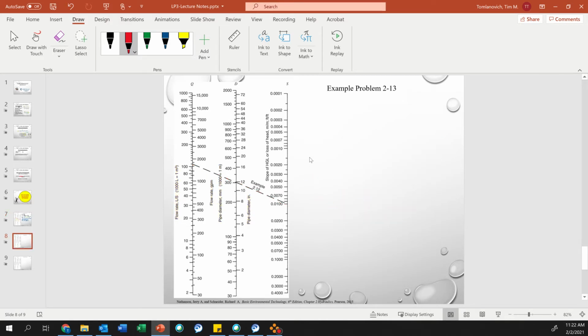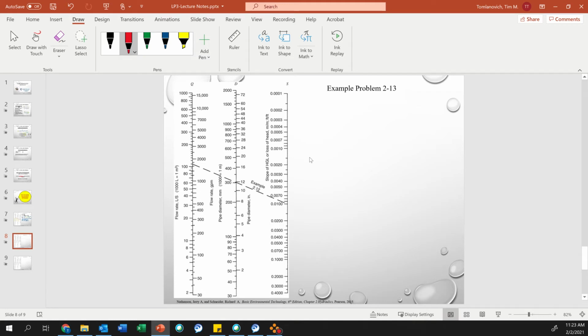All right, 213. An 8-inch diameter pipe carries a flow of 1 cubic foot per second. Compute the pressure drop per mile of pipeline in PSI.